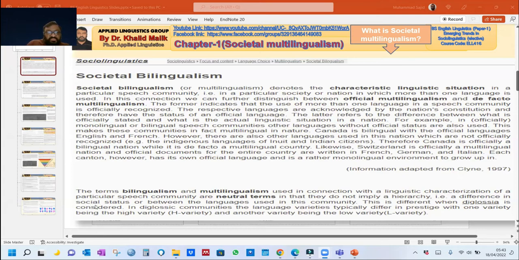A difference in social status or between the languages used in this community. This is different when diglossia is considered. In diglossic communities, the language varieties typically differ in prestige, the one variety being the high variety, it's called H variety. Another variety being the low variety is called L variety.